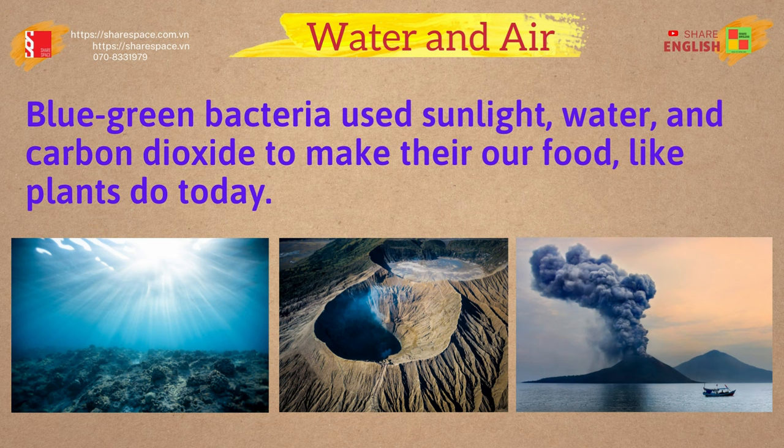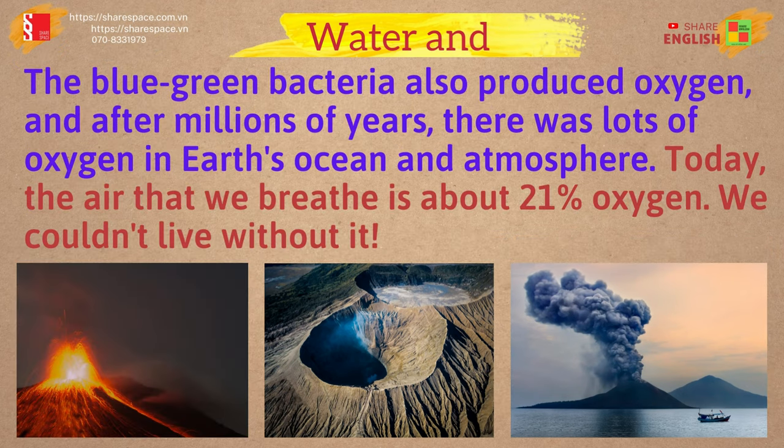Blue-green bacteria used sunlight, water, and carbon dioxide to make their own food, like plants do today. The blue-green bacteria also produced oxygen, and after millions of years, there was lots of oxygen in Earth's oceans and atmosphere. Today, the air that we breathe is about 21% oxygen. We couldn't live without it.